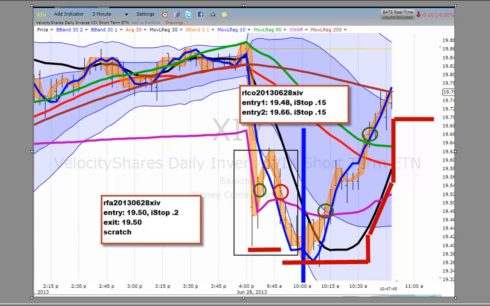Light blue is the moving linear regression line 10 period, regression line 10. The solid black is regression line 30. Solid green is regression line 90, or the longer term trend. The purple line is the VWAP, the volume weighted average price. Price is reflected in bar charts. These are 3-minute charts, and the orange ribbon is a 2-period Bollinger Band, which we take to be the real price.